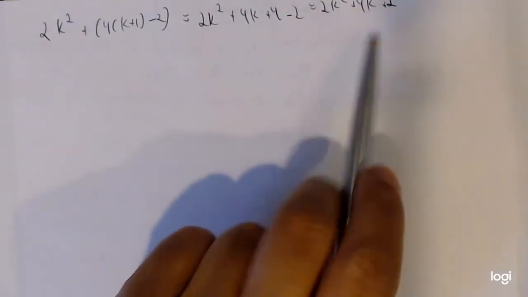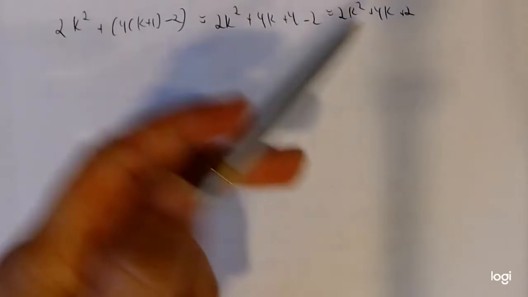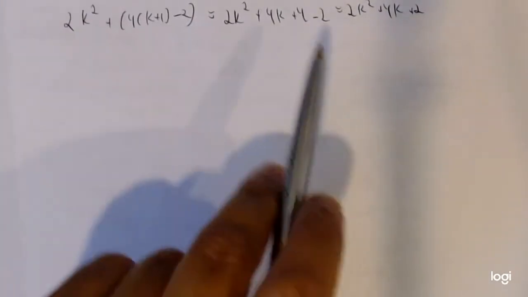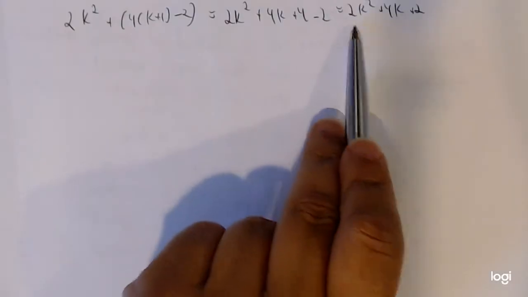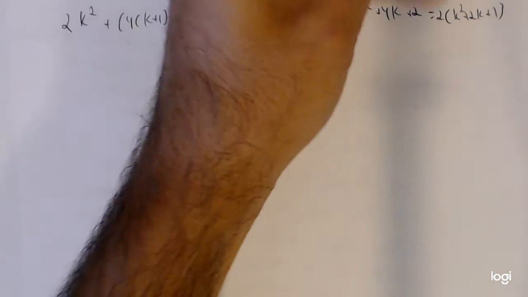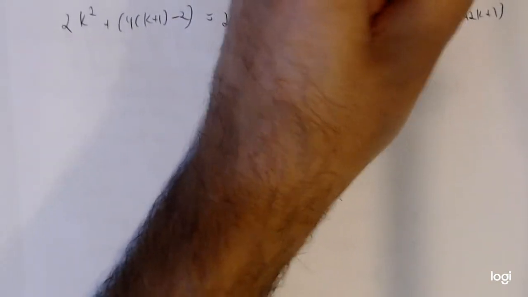And then what do you notice here? The good news is I kind of know what my end result's going to be, because we know what we want it to turn into. So if I grab this, what could I factor out? I could factor out a 2. And if I factor out a 2, I have k squared plus 2k plus 1. And what do you notice? This guy factors, which is going to be 2 times k plus 1 squared.